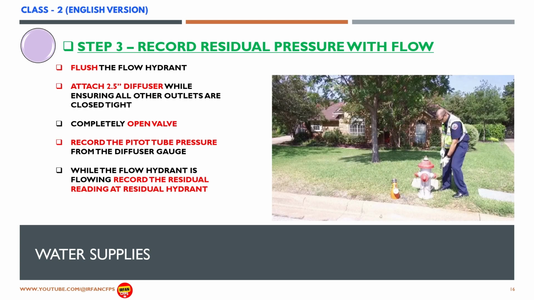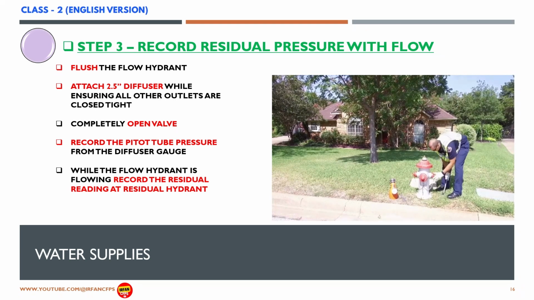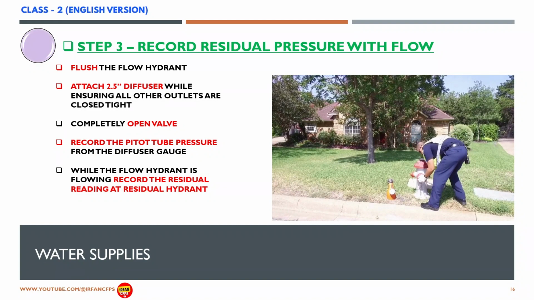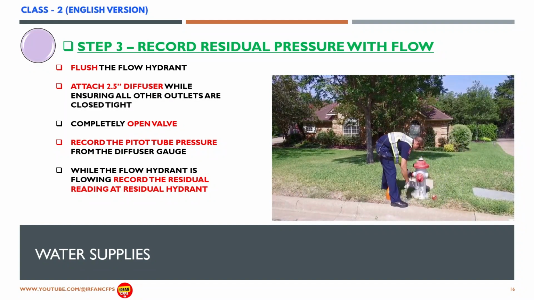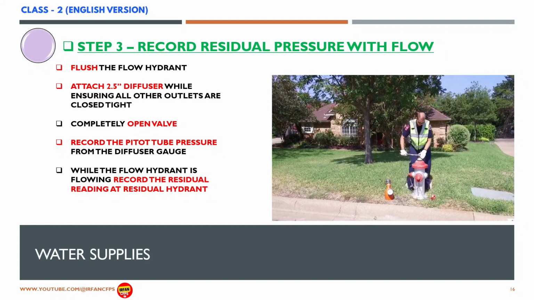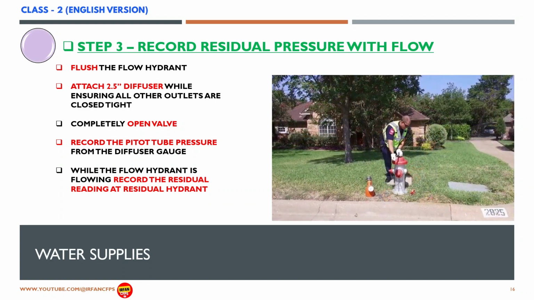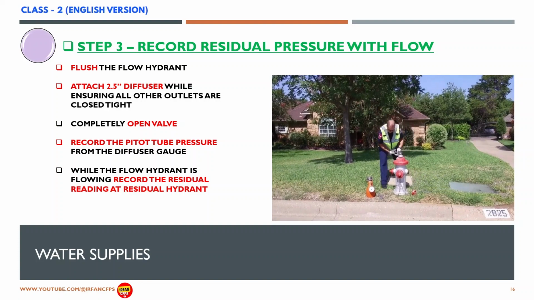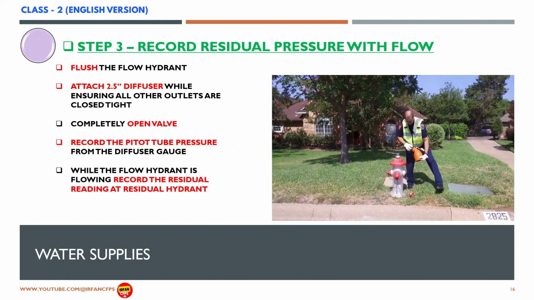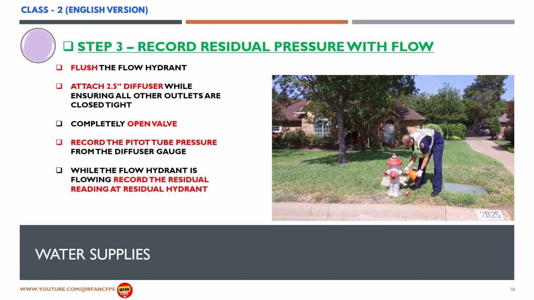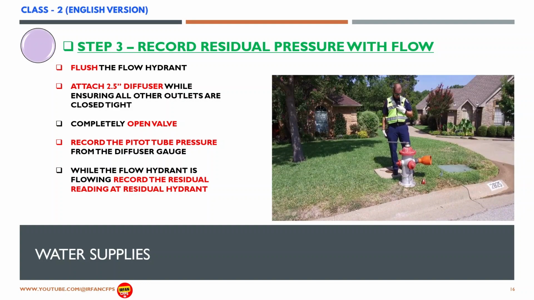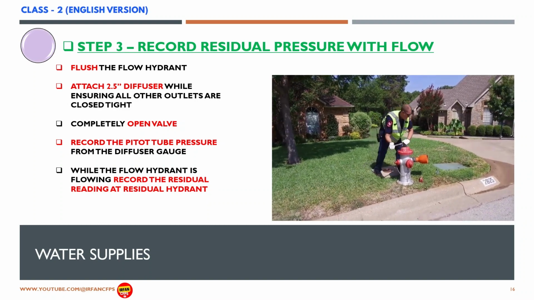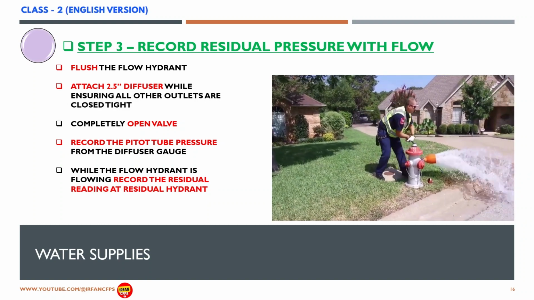Let's start. Initially, flush the flow hydrant by opening a single outlet, ensuring all other outlets are closed tight. Slowly open the hydrant valve and flush the water, and then close completely. Attach 2.5-inch diffuser to the outlet. Now once you get the green signal from the personnel who is available at the residual hydrant, completely open the valve at the flow hydrant.